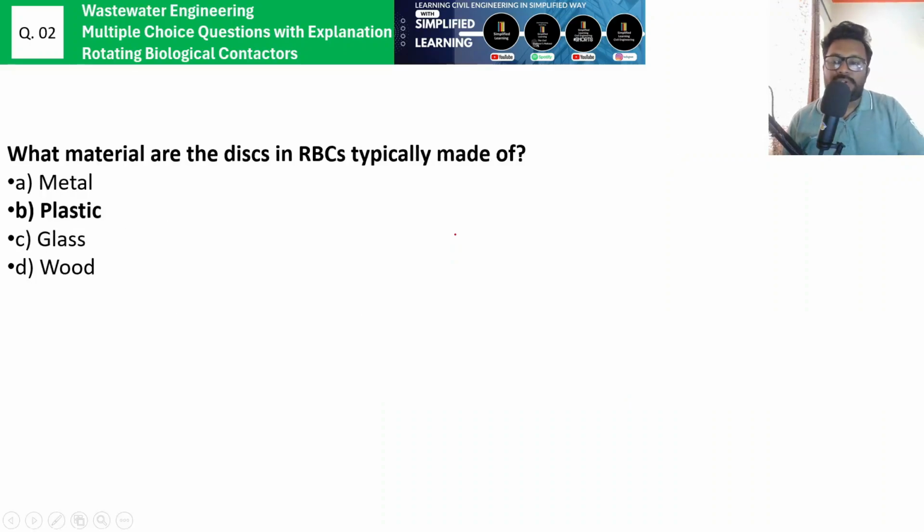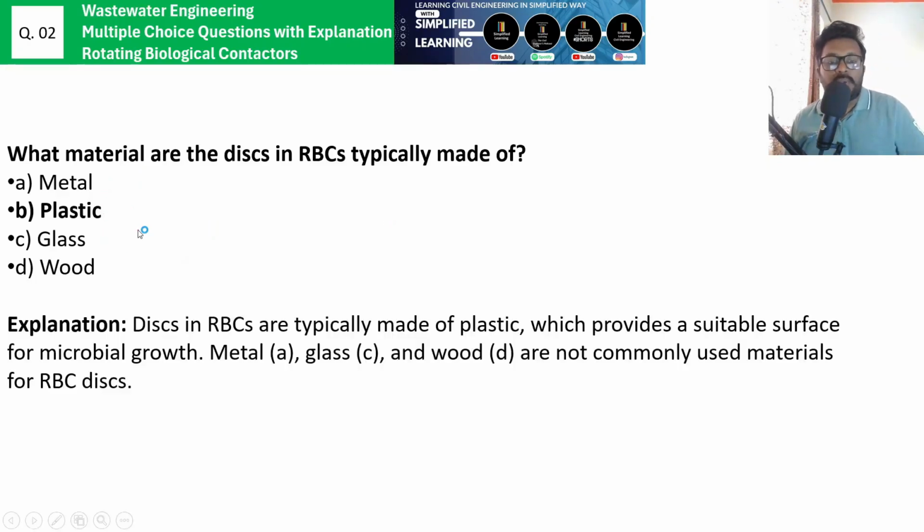Alright, next question. What materials are the discs in RBC typically made of? They are not made of metal, nor glass, nor wood. They are made of plastic or fiber, and specifically the discs are rough in nature so that microorganisms and the biofilm can adhere to the plastic disc. That's why they are made of plastic, not metal or glass or wood, because rough plastic provides a suitable surface for microbial growth.